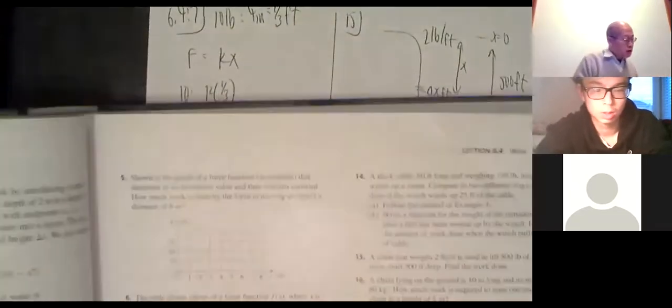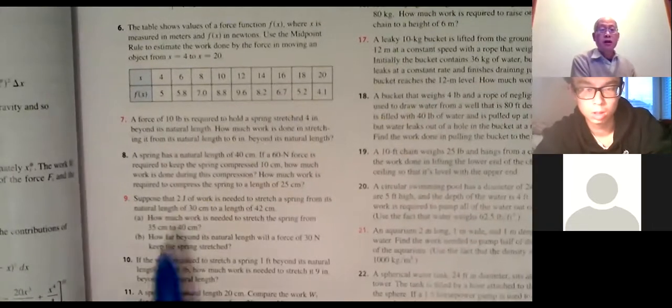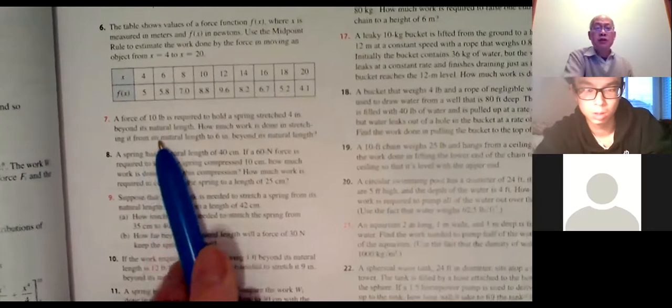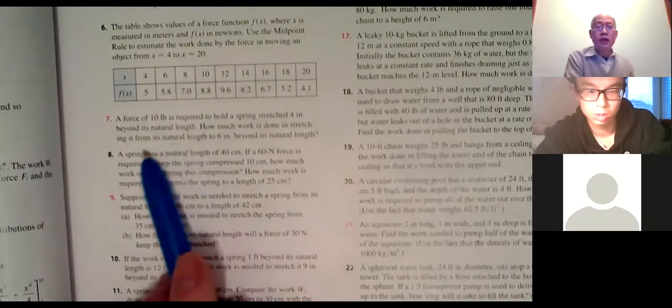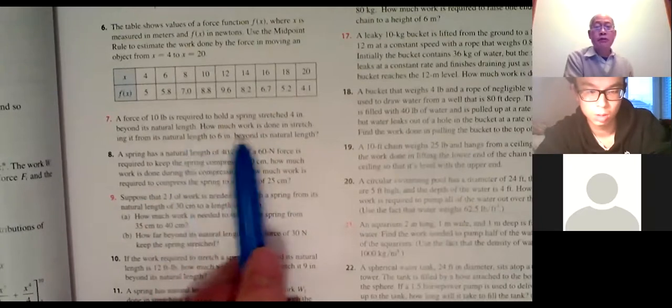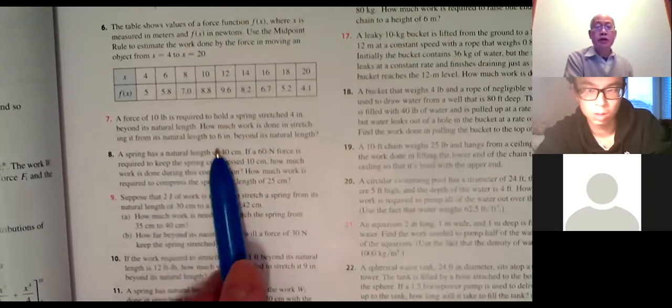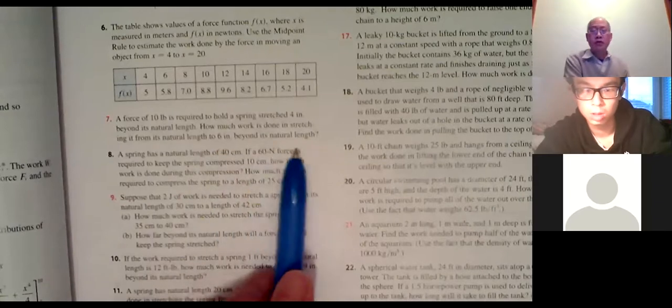All right, so I was going to go back and do 6.4, number 7. A force of 10 pounds is required to hold a spring stretched 4 inches beyond its natural length. How much work is done in stretching it from its natural length to 6 inches beyond its natural length? Okay, so obviously we're not doing metric here.